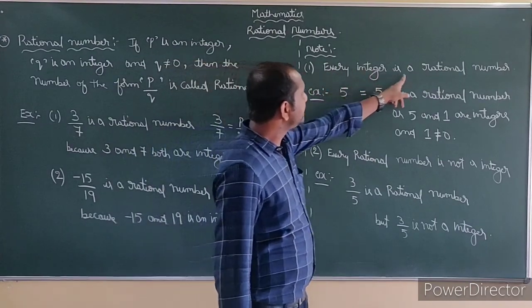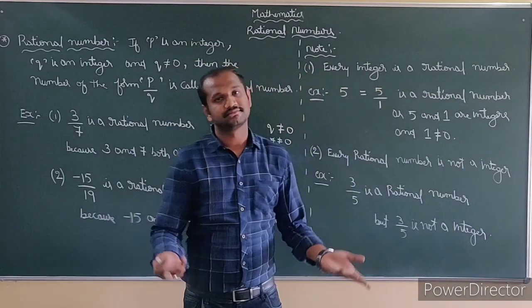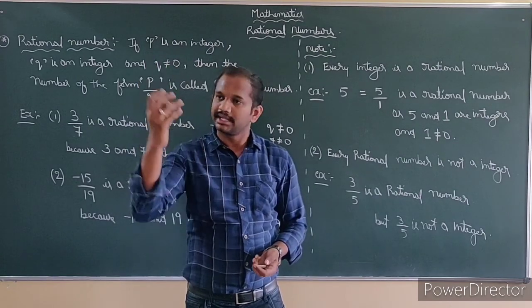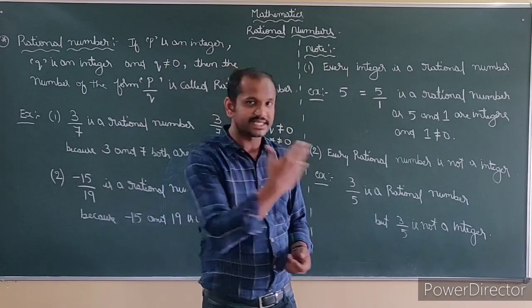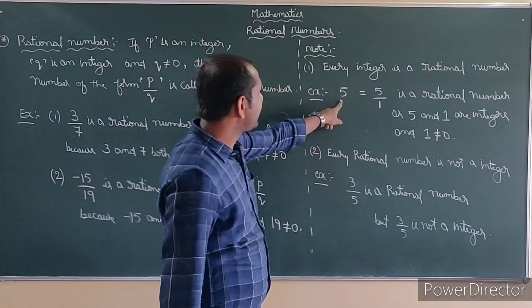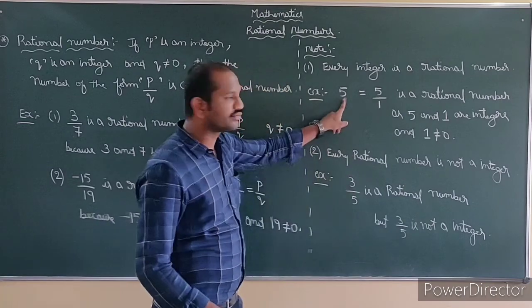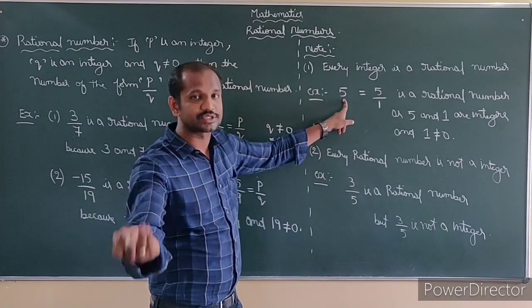See, every integer is a rational number. Obviously, every integer, when you take it in the form of p by q, is a rational number only. Can you see an example here? Yes. See, I have taken 5. No doubt 5 is an integer. What type of integer? A positive integer.